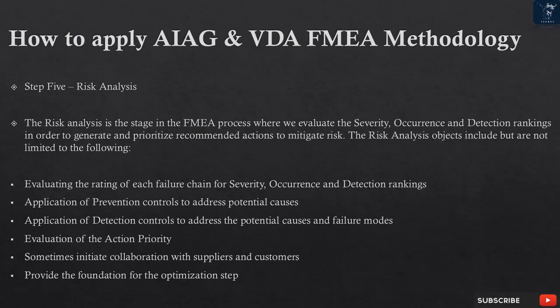Step 5, Risk Analysis. The risk analysis is the stage in the FMEA process where we evaluate the severity, occurrence, and detection rankings in order to generate and prioritize recommended actions to mitigate risk. The risk analysis objectives include but are not limited to the following: evaluating the rating of each failure chain for severity, occurrence, and detection rankings.